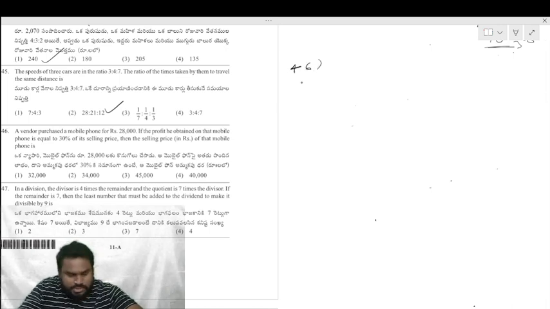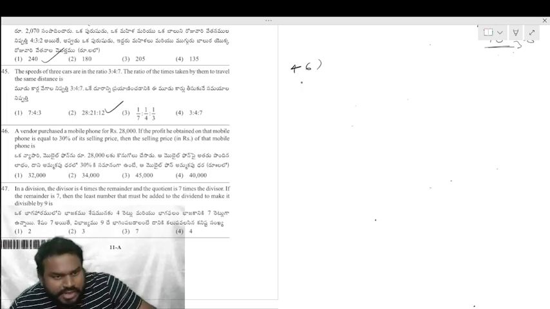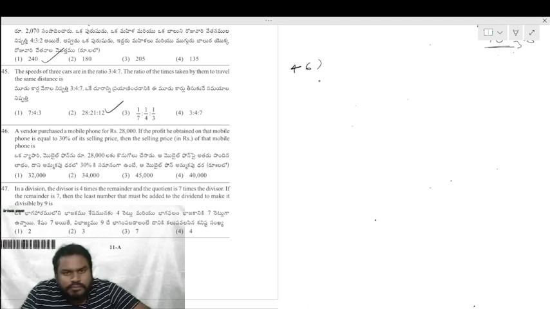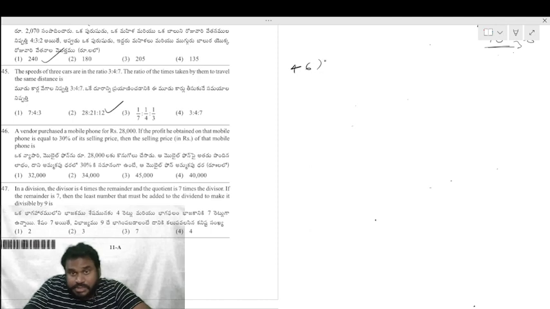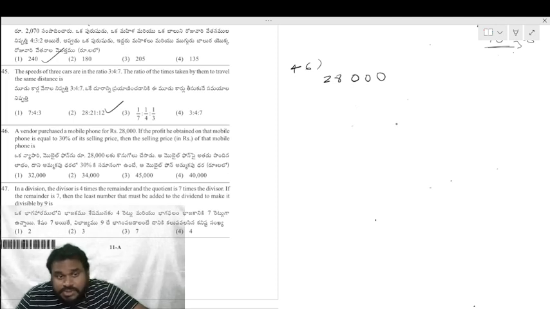Question number 46. A vendor purchased a mobile phone for 28,000. What is the price for which he purchased the mobile phone? It is 28,000. With the profit he obtained, the profit obtained on that mobile phone is equal to 30% of its selling price.